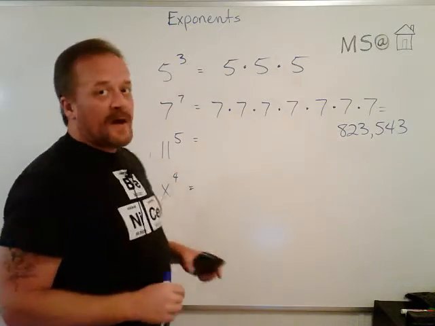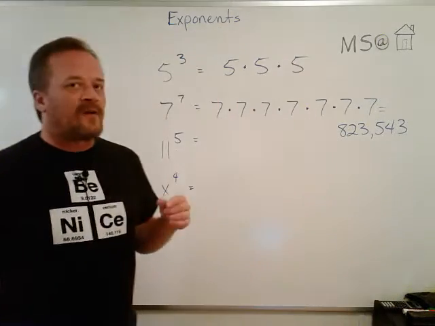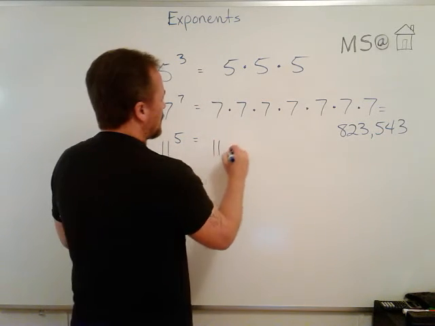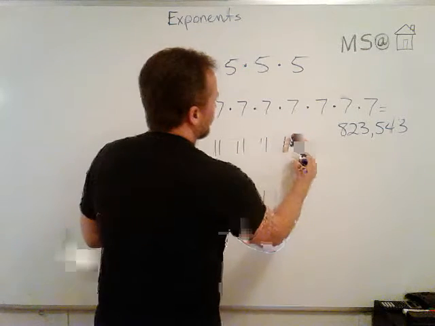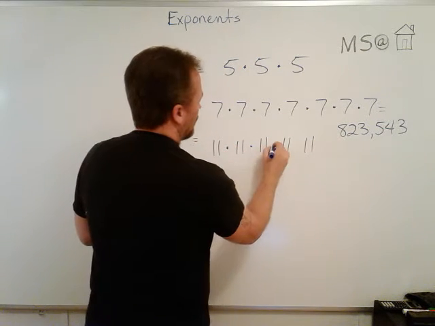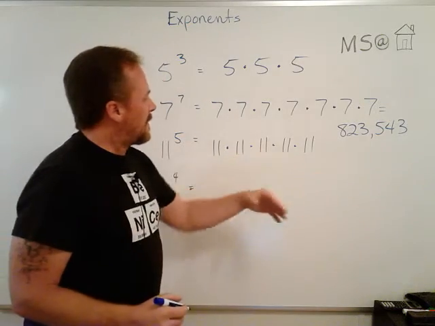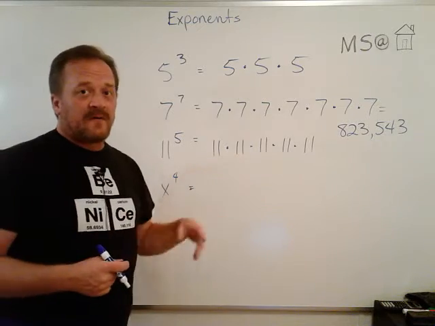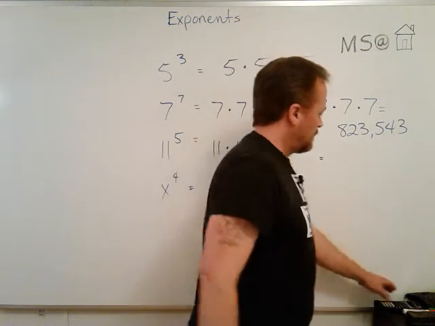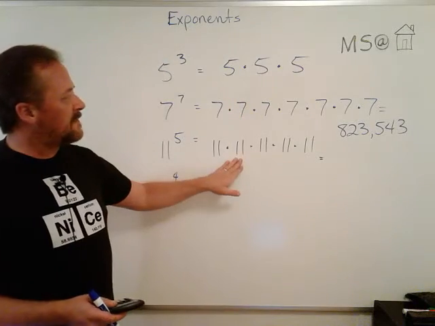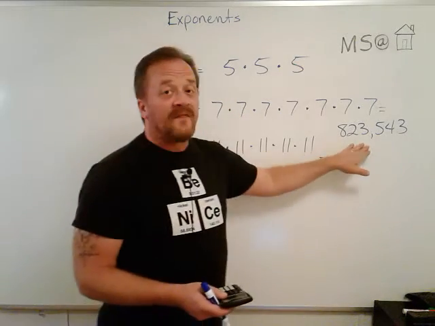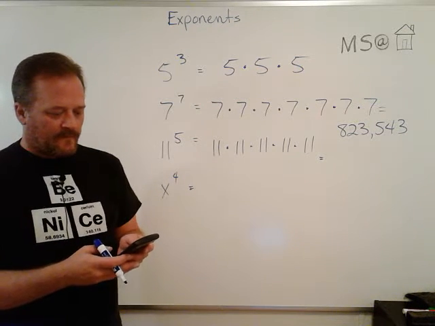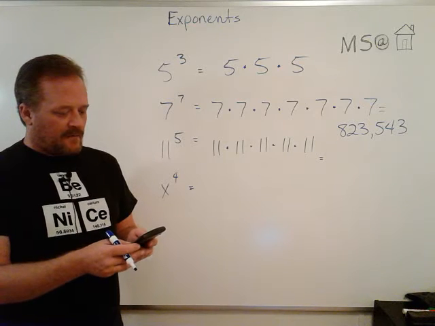How about 11 to the 5th power? 11 is our base, right? And this power is telling us to write that base 5 times. 1, 2, 3, 4, 5. Multiplication symbol in between each one because it's just repeated multiplication. Are you curious about that one? It's a bigger number, a bigger base. I'm wondering if it'll be bigger than this number. Let's find out. It is. It's a lot bigger.